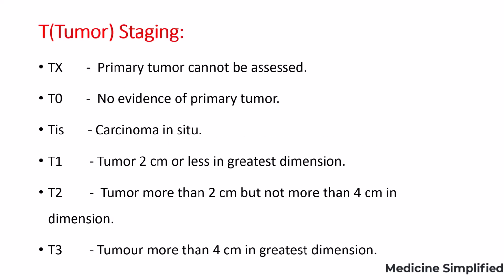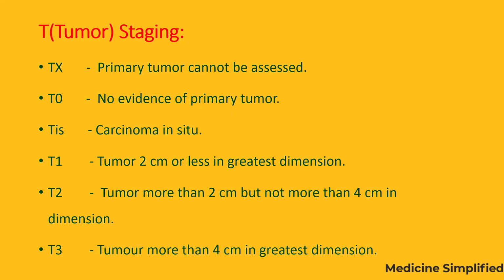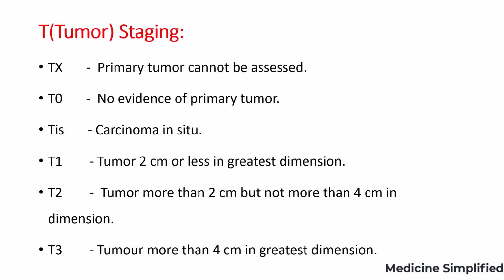Coming to the tumor staging, TX stands for primary tumor cannot be assessed. T0, no evidence of primary tumor. Tis, carcinoma in situ. T1, tumor is 2 cm or less in greatest dimension. T2, tumor is more than 2 cm but not more than 4 cm in dimension. T3, tumor is more than 4 cm in greatest dimension.